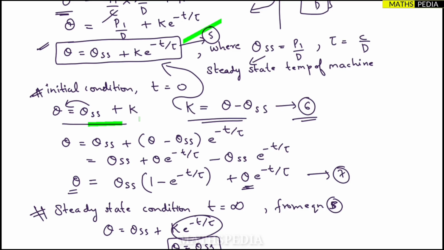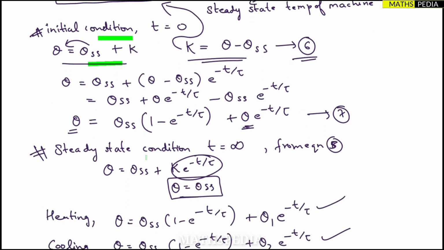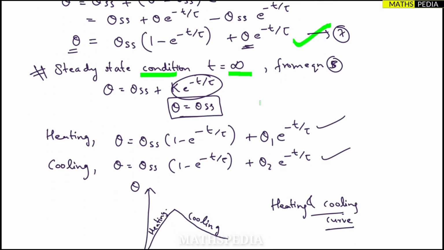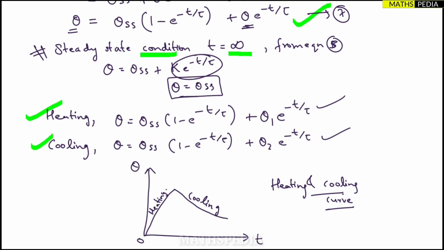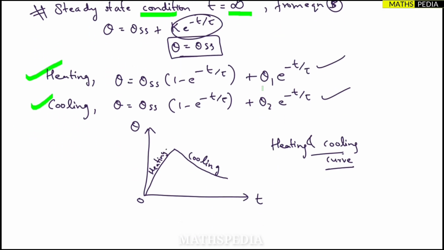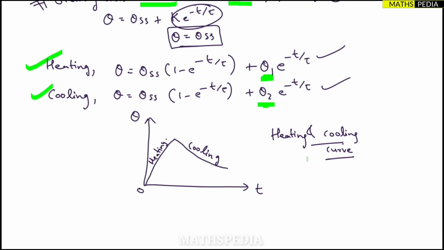After getting this equation, first find the initial condition, then in between mention the steady state condition where t is equal to infinite, here t is equal to 0, and find one equation. Then divide that equation into cooling as well as heating parts. The difference is basically in theta 1 and theta 2. The heating and cooling curve is important, you have to specify that also. This is the whole complete derivation.